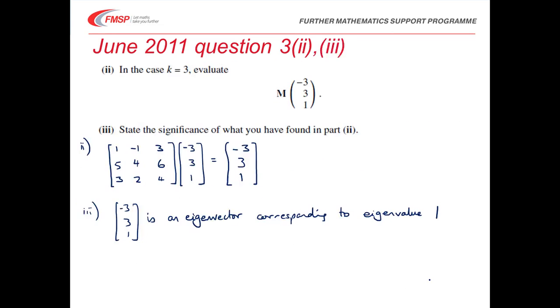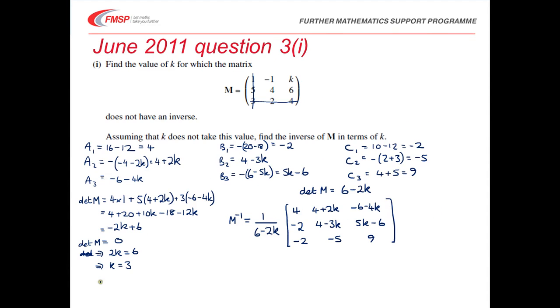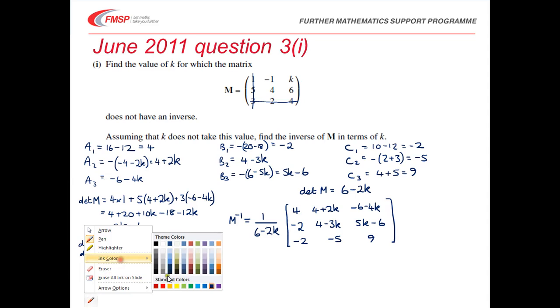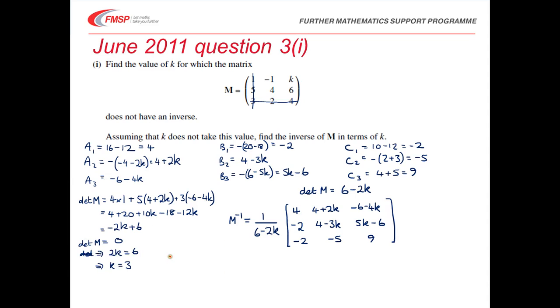Okay, let's see how the mark scheme works for this question. For part 1, there is a method mark for at least 4 cofactors, including at least 1 with k in it. There's then an accuracy mark for all 6 signed and correct.